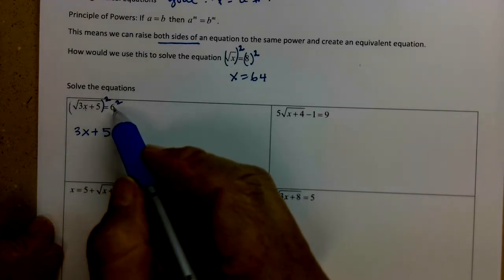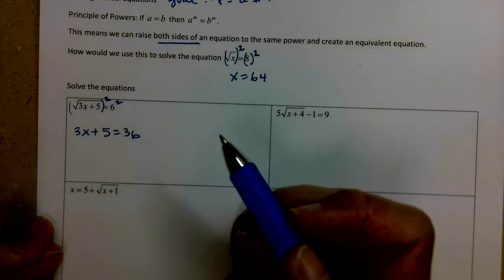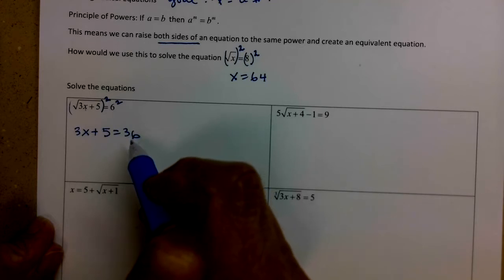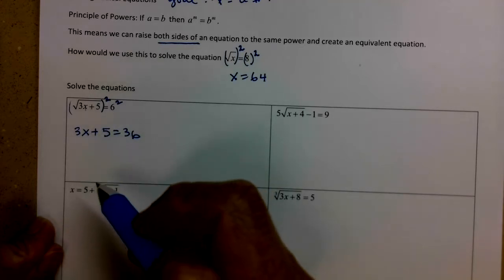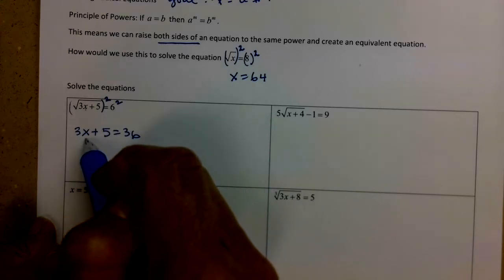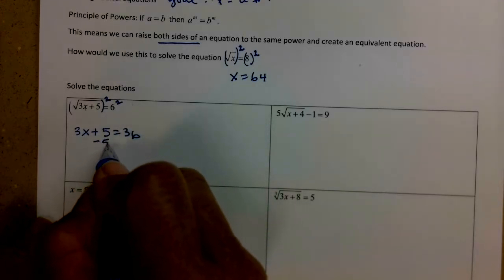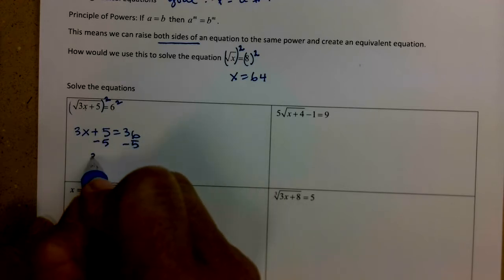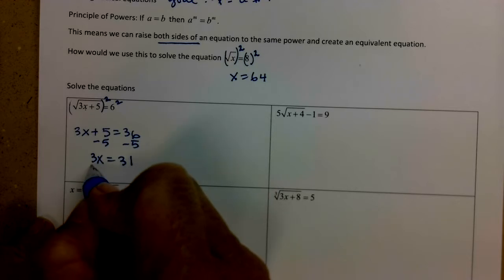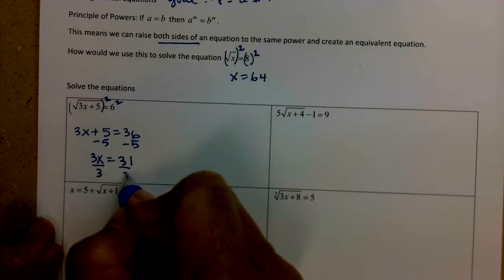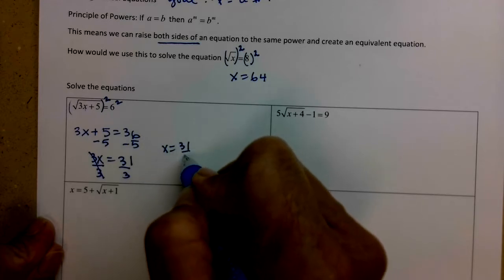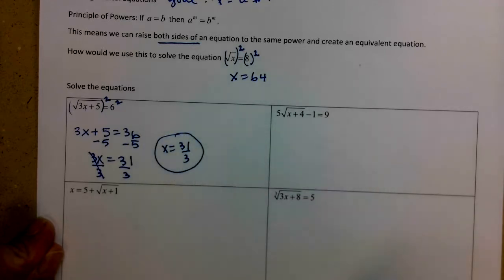Well, I've taken the equation that used to look kind of complicated because it had a radical, and now I've made something nicer. This happens to be linear. X is to the first power, and we solve linear equations by isolating the x term. So I'll subtract 5 from both sides. So 3x equals 31, and then we divide by the x coefficient. So x equals 31 thirds. That would be the answer.